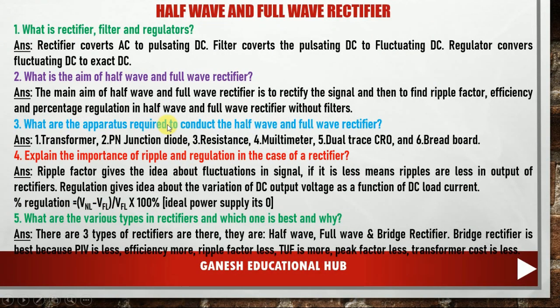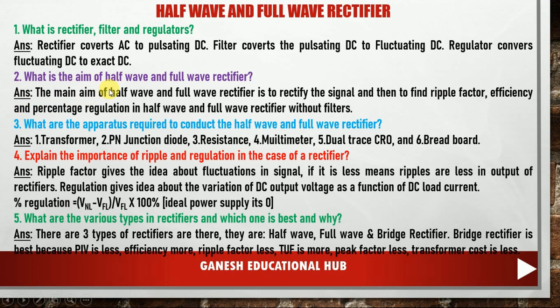See here, half wave and full wave rectifier. Next experiment. What are rectifier, filter, and regulator? Otherwise, define rectifier, filters, and regulator. This is a very important question. What is the function of a rectifier, filter, and regulator? The rectifier converts pure AC to pulsating DC. Next, the filter converts the pulsating DC to fluctuating DC. Next, the regulator converts fluctuating DC to exact DC, constant voltage.